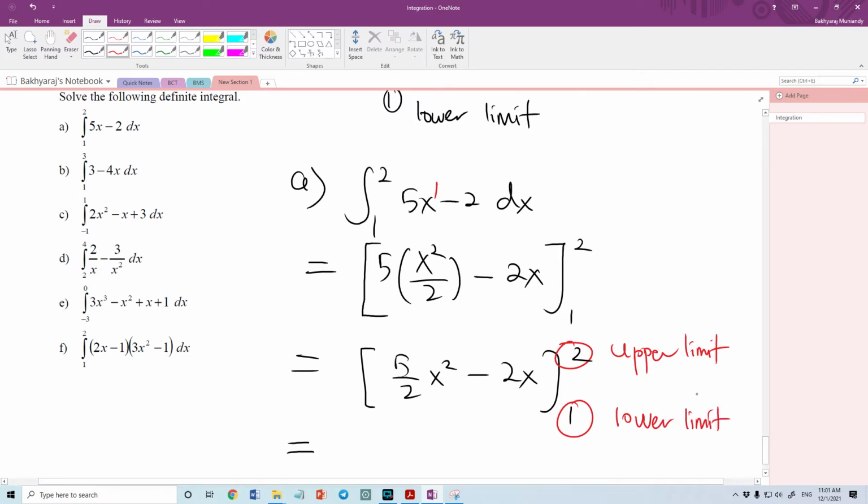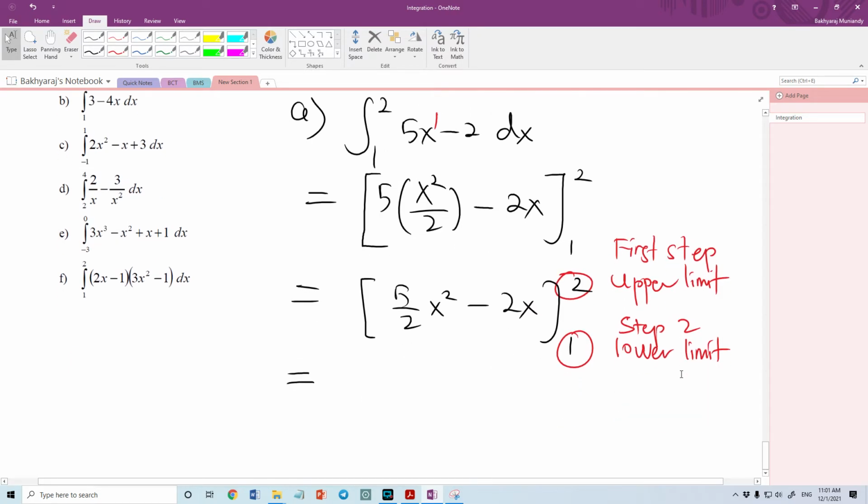Okay, so first start with the upper limit. This is step 1, this is step 2, right? Here you get what you get. Once you substitute, you don't need to put any more square bracket.